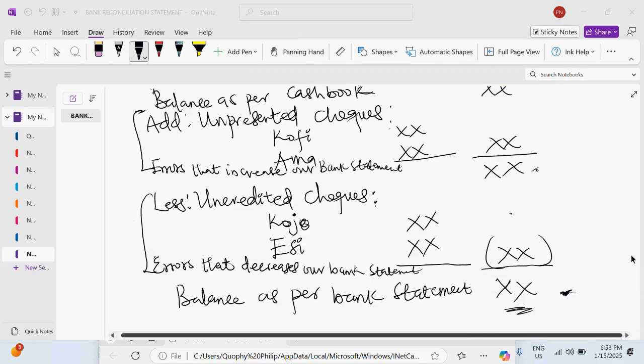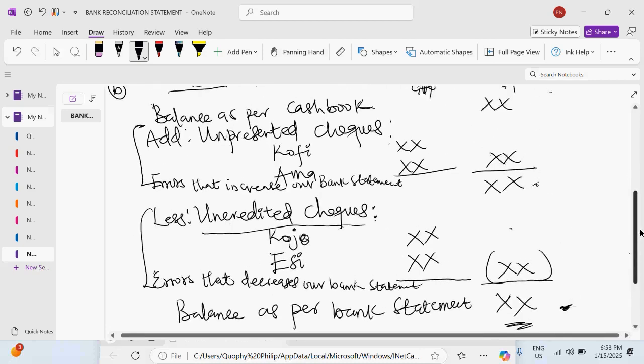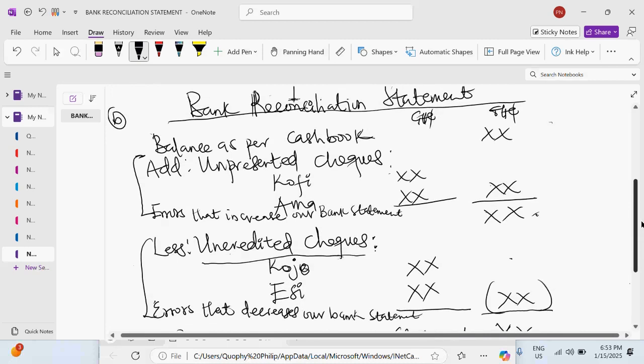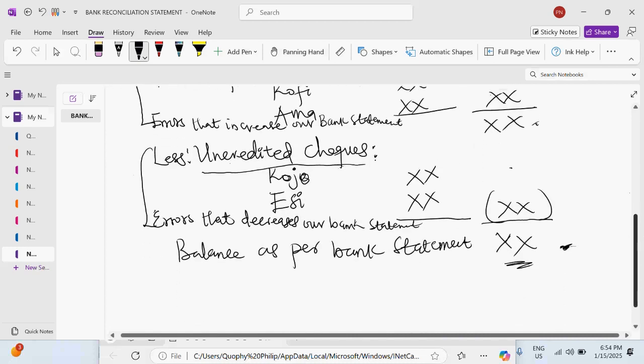So the last time we looked at this, this is the general format, but there are some instances, depending on the question, where we can rather add the uncredited checks instead of deducting the uncredited checks. Depending on the question, we can rather add uncredited checks and then deduct unpresented checks. So let me also give that format. This is one of the formats for the bank reconciliation statement.